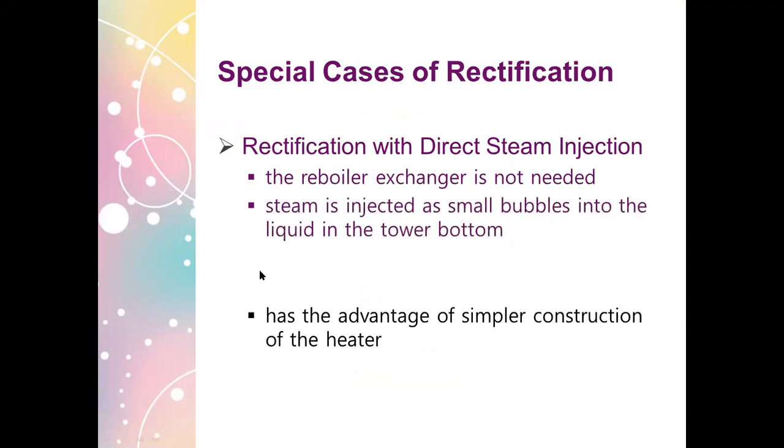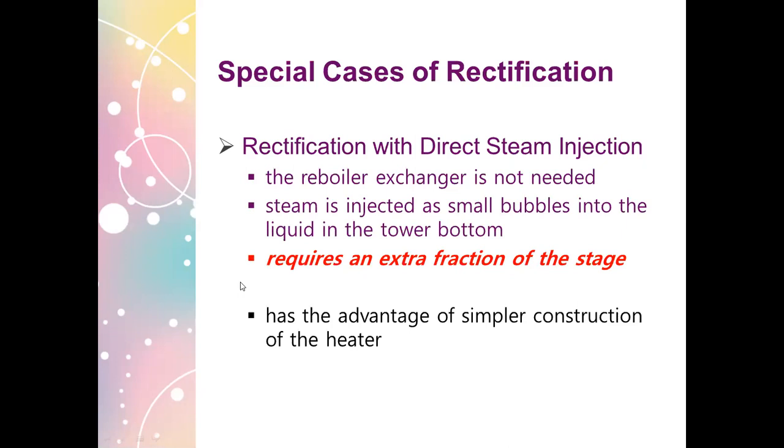So in this case, since we are not needing the reboiler, steam is injected as small bubbles into the liquid in the bottom portion of your column. So there is steam at the bottom portion of the column, and as such, there's no need for us to have a reboiler that will convert the liquid that flows down the column partially into vapor. So there is steam injected at the bottom of the column.